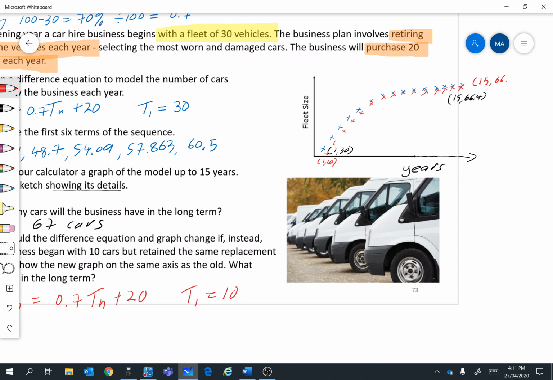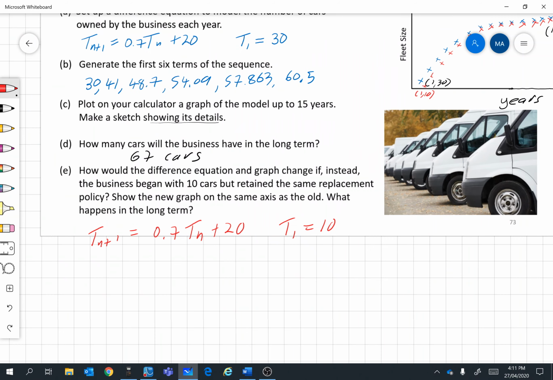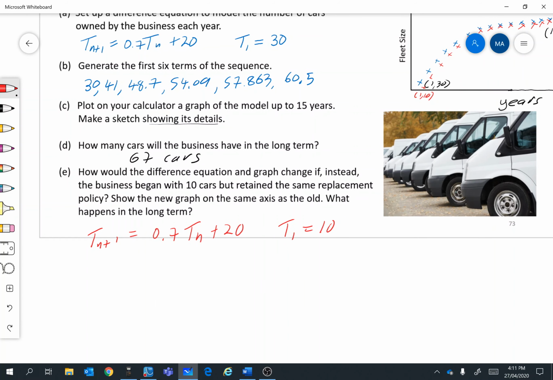Okay, so we've looked at how we've written down the new difference equation. We've put the new graph. What happens in the long term? Still end up with 67 cars in the fleet, which is very interesting. So this business could really save a lot of money by only buying 10 cars in the beginning rather than 30, and 15 years from now, they'd still have a car fleet of 67. It wouldn't make any difference.